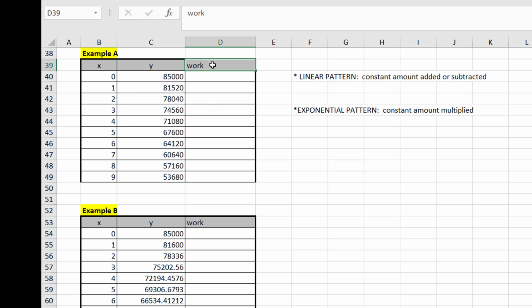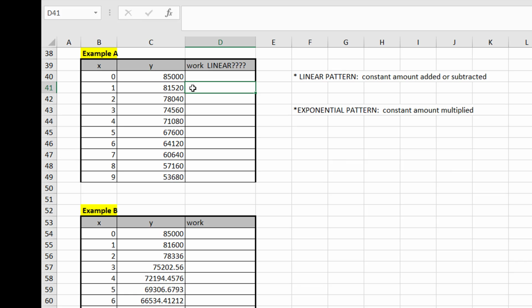So first thing I'm going to do is ask, is it linear? If it is linear, that means I am subtracting a fixed amount. So it started at 85,000 and then it went down to 81,520. And then at 81,520, it went down again to 78,040. So the question would be, well, what would be that amount that's subtracted?